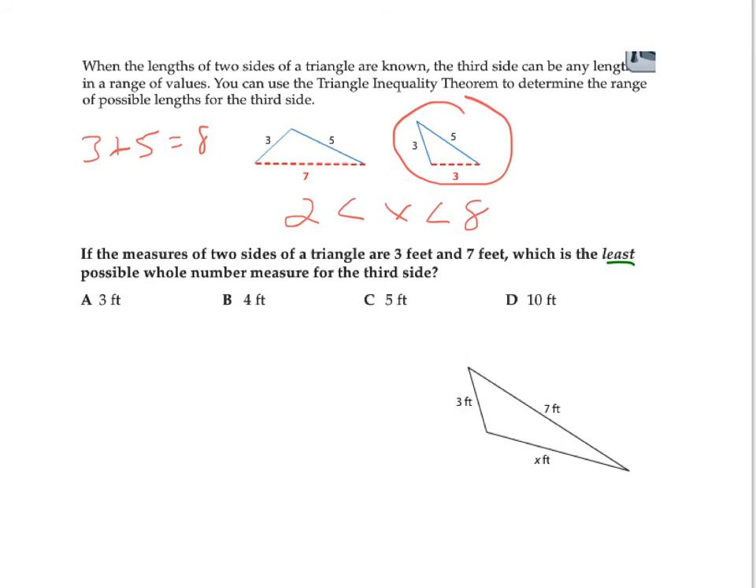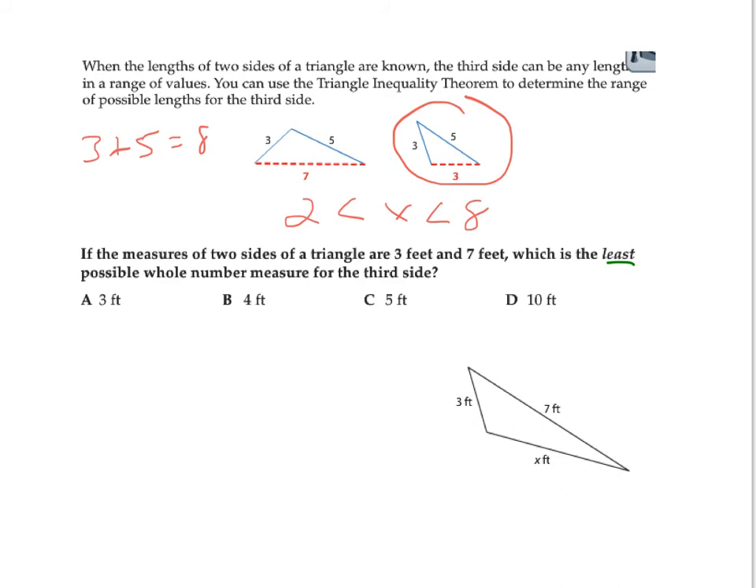So why don't you guys try this problem right here. If the measures of two sides of a triangle are 3 and 7 feet, which is the least possible whole number value for the third side? I'll give you another second here.